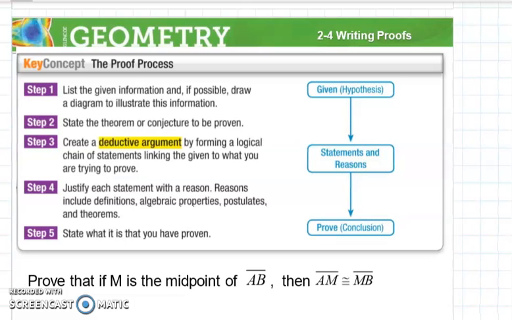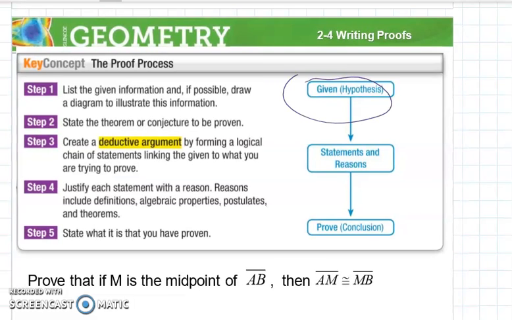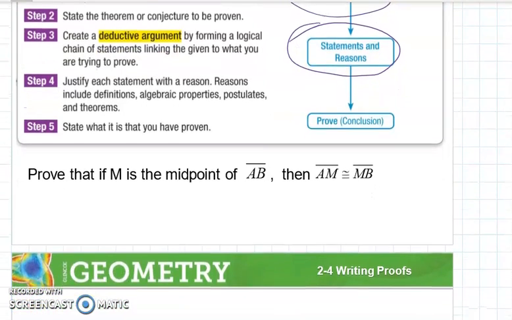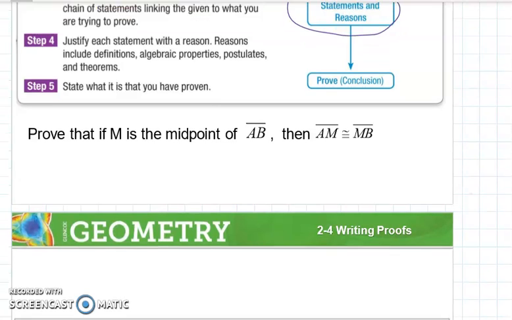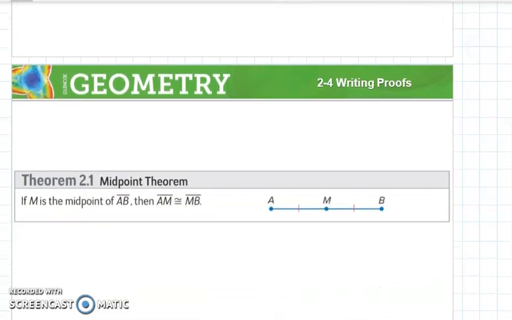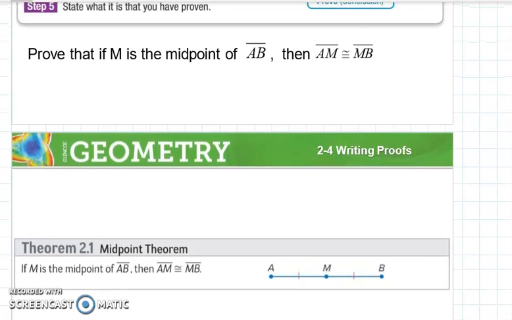The proof process is just figuring out what's given, using logic, theorems, postulates, and definitions as your reasons to come up with a conclusion. So prove that M is the midpoint of AB, then line segment AM is congruent to line segment BM. That would be theorem 2.1 is what we can use to do that, and that's in your packet as well on the second page.